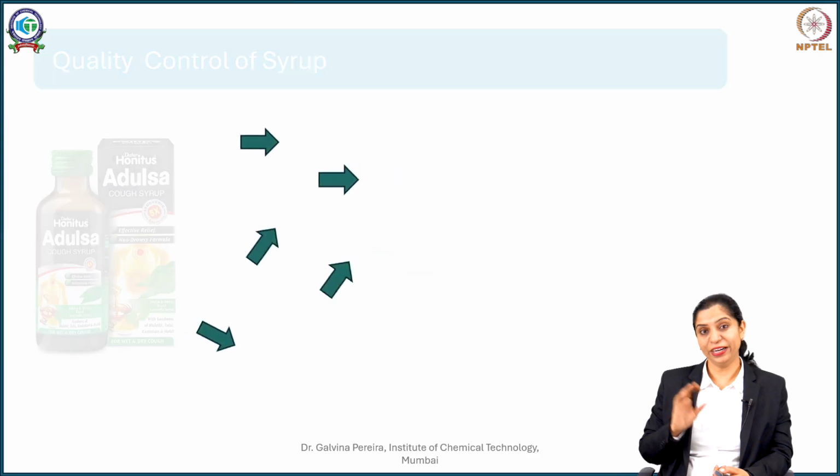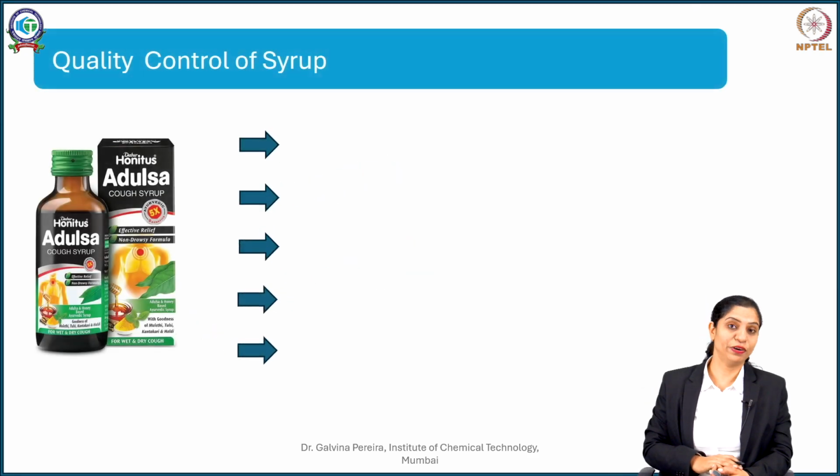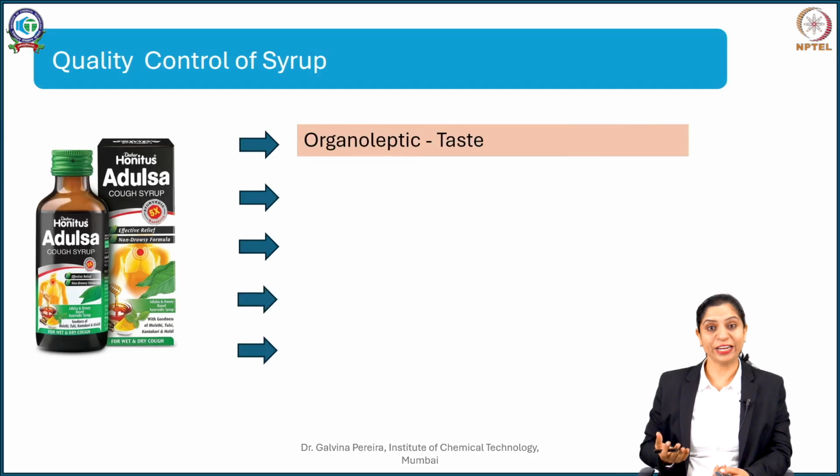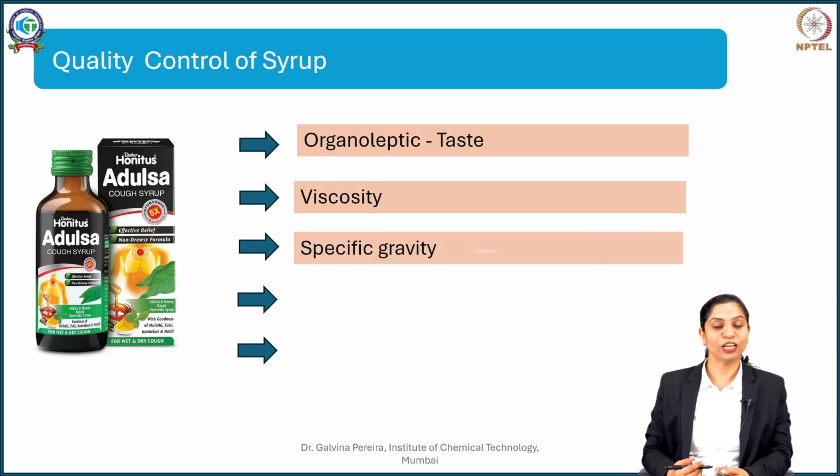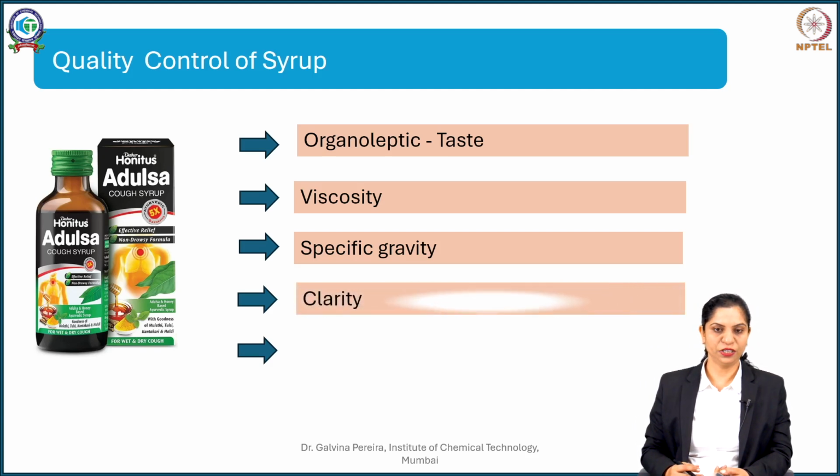Now generally quality control for syrups is different because it is a liquid. So in this case what you need to do is organoleptic, the taste, the flavor. You need to check for viscosity, the flowing properties, generally done by rheology experiments. You need to check for specific gravity. This determines the sugar content, and if the sugar content is less, you will need to add preservatives. With good sugar content, the sugar acts as a self-preservative.